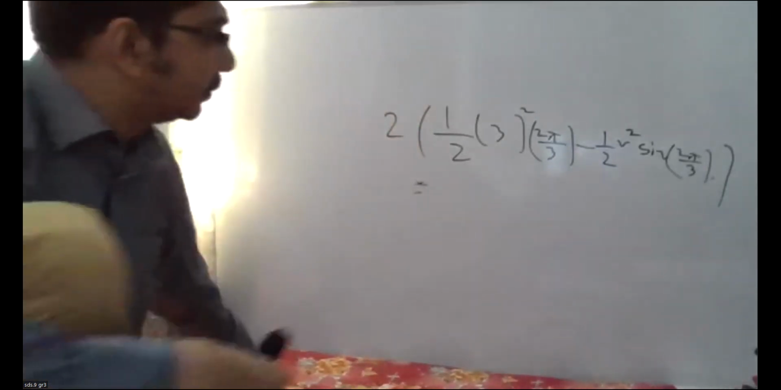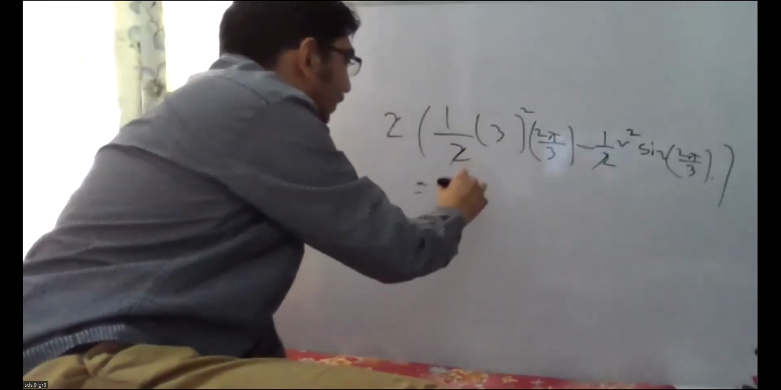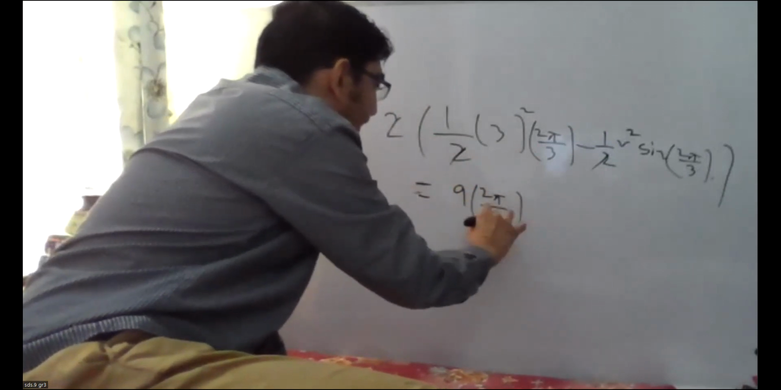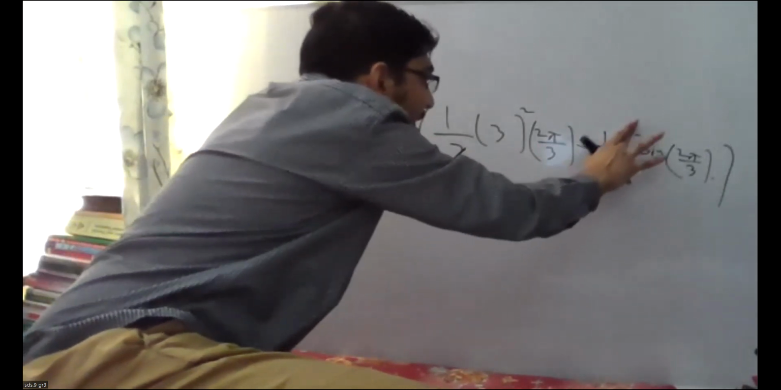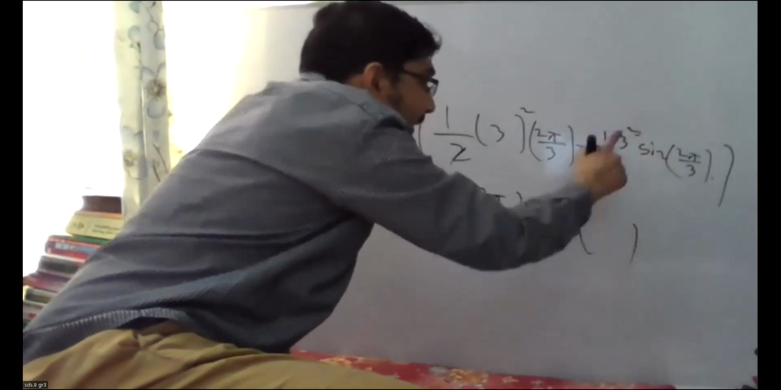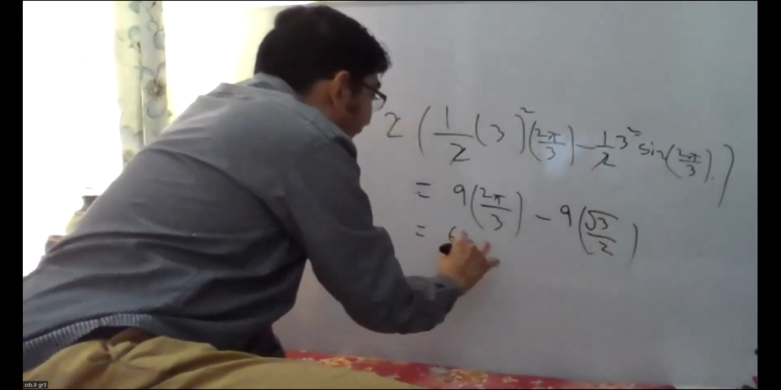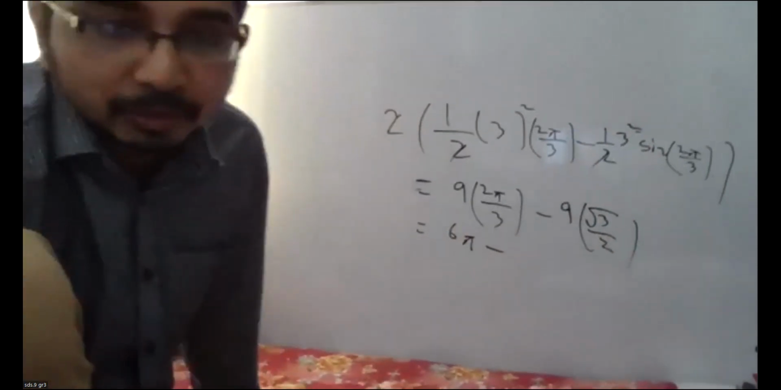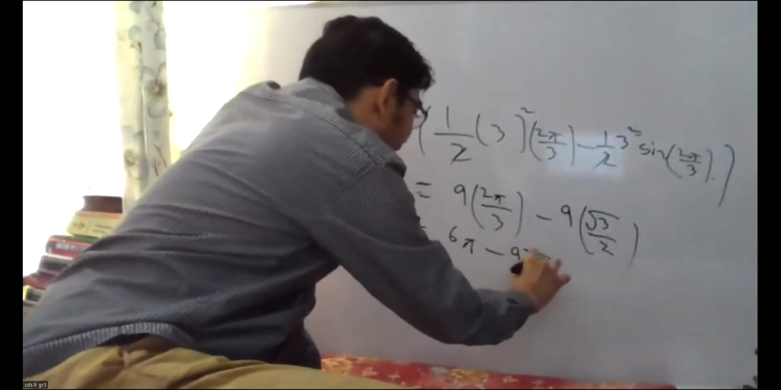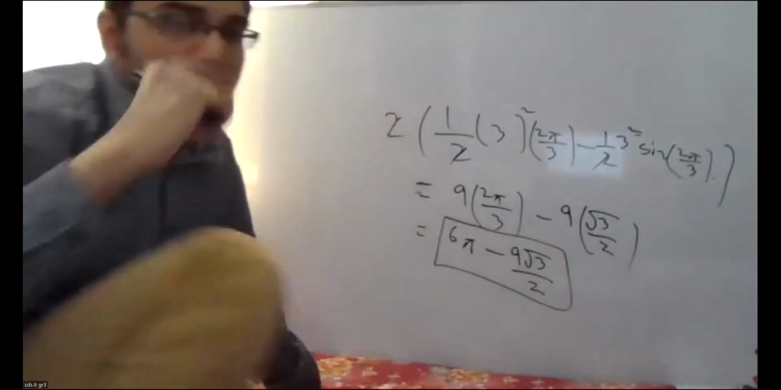So I'll have to multiply this by 2. As a result, I can just cancel all these 2's. So my answer will be what? If I do this now, 3 square, so 9 into 2π/3 minus, instead of r square, let me write 3 square. So over here I'll have 9, then root 3/2. 6 pi minus 9 root 3 divided by 2. That's it.